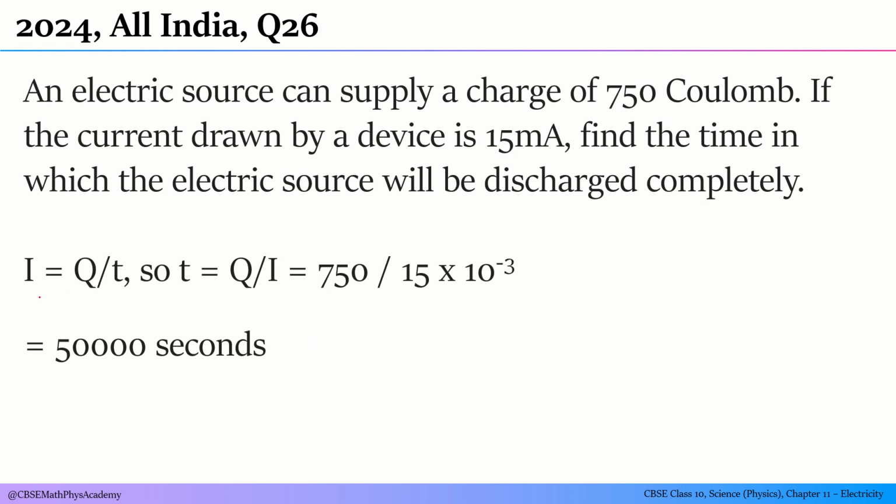So I is equal to Q by t. Since you have to find the time, you rearrange this equation such that t is equal to Q by I. Q is the charge of 750 coulombs. I is given in milliamperes, which you have to convert to amperes. So 750 divided by 15 into 10 power minus 3, since milli is 10 power minus 3. Upon simplification, you get 50,000 seconds.